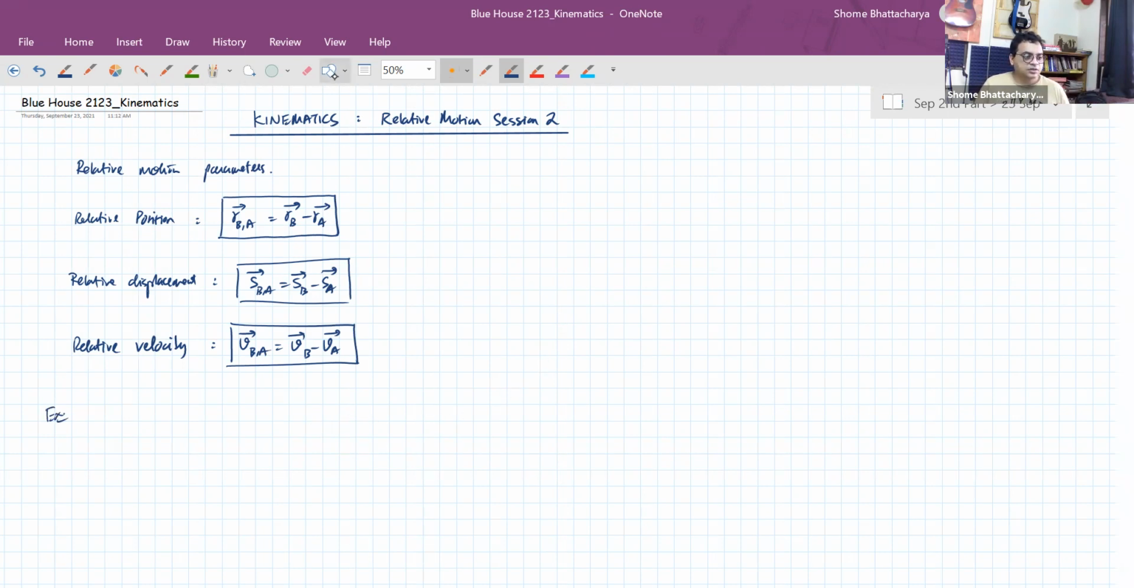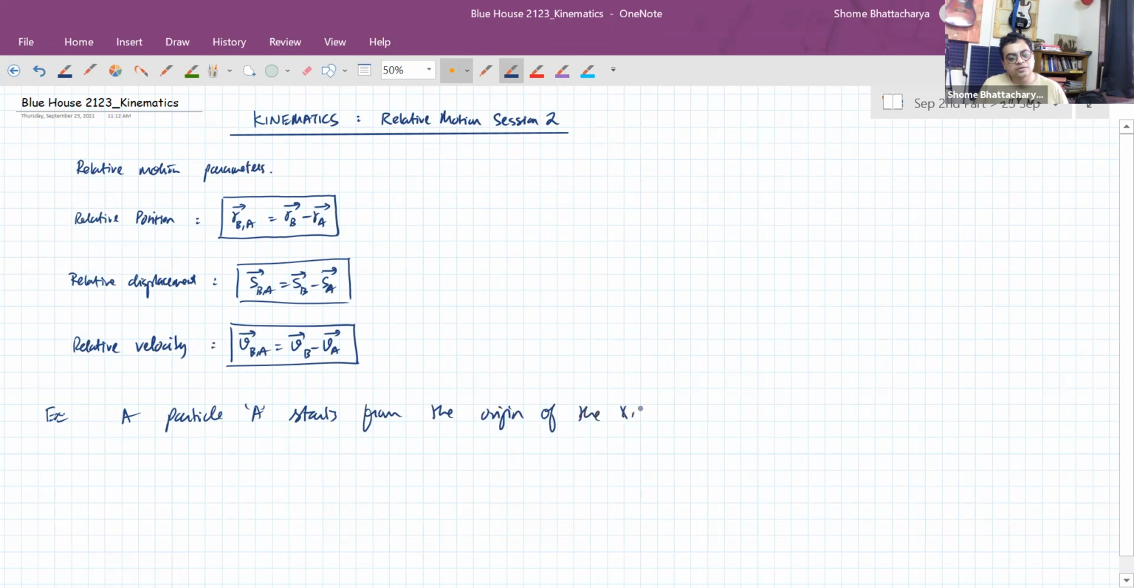So let us look at an example like this, that we have a particle A that starts from the origin of the xy plane at t equal to 0 with an initial velocity of, let us say, 90 kilometers per hour, along the x-axis, and has zero acceleration.